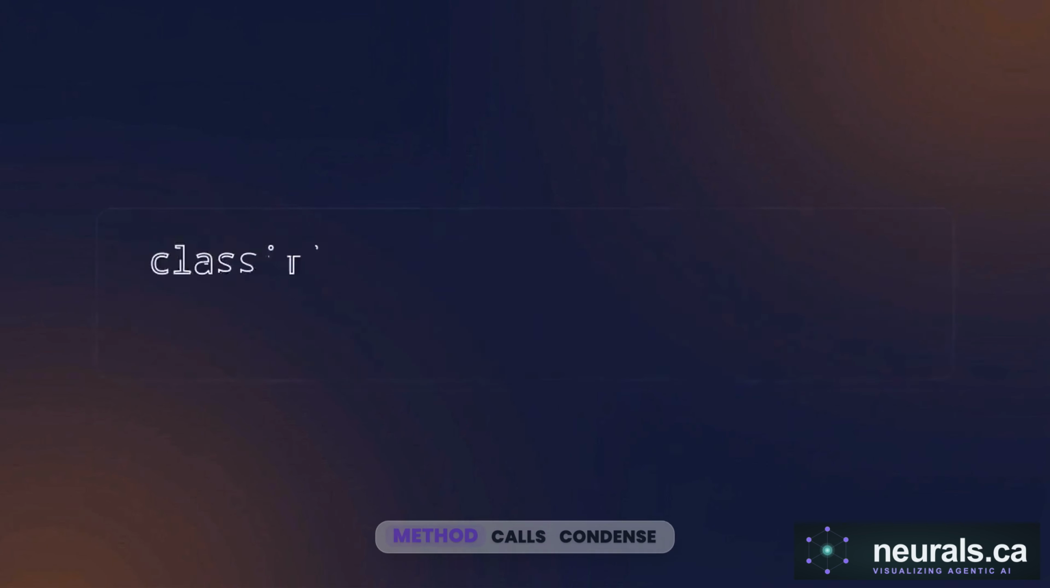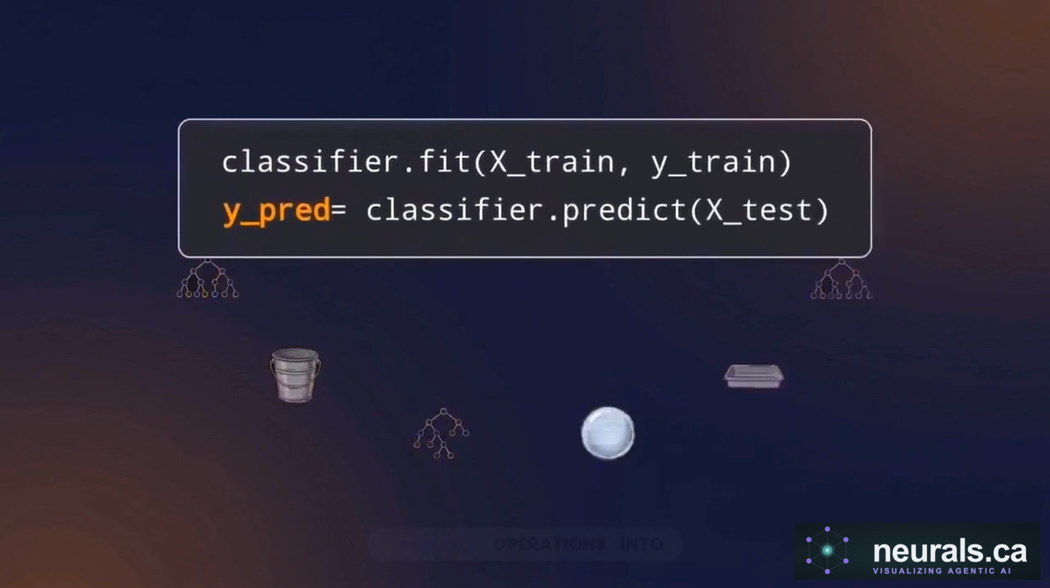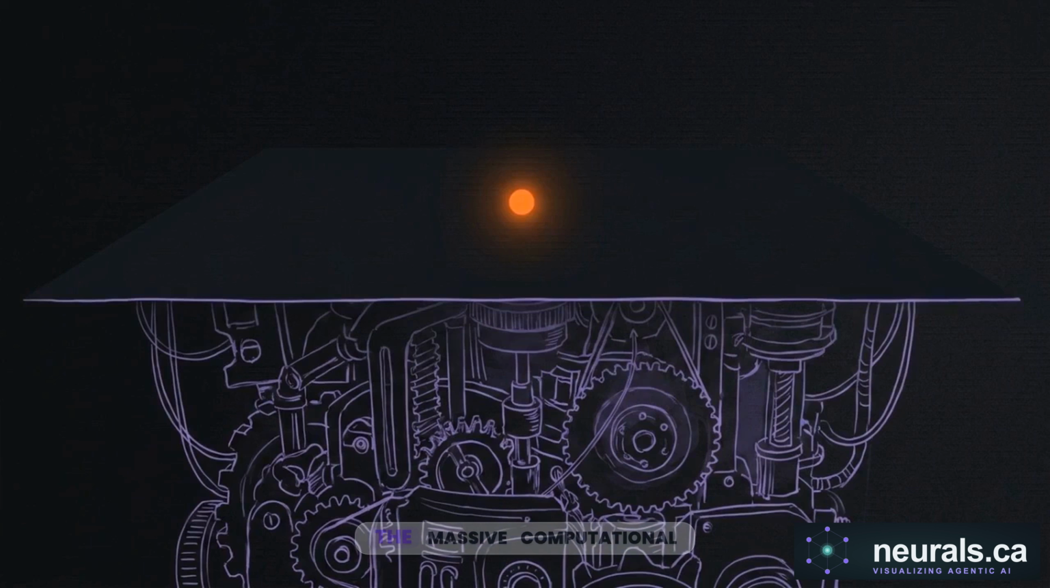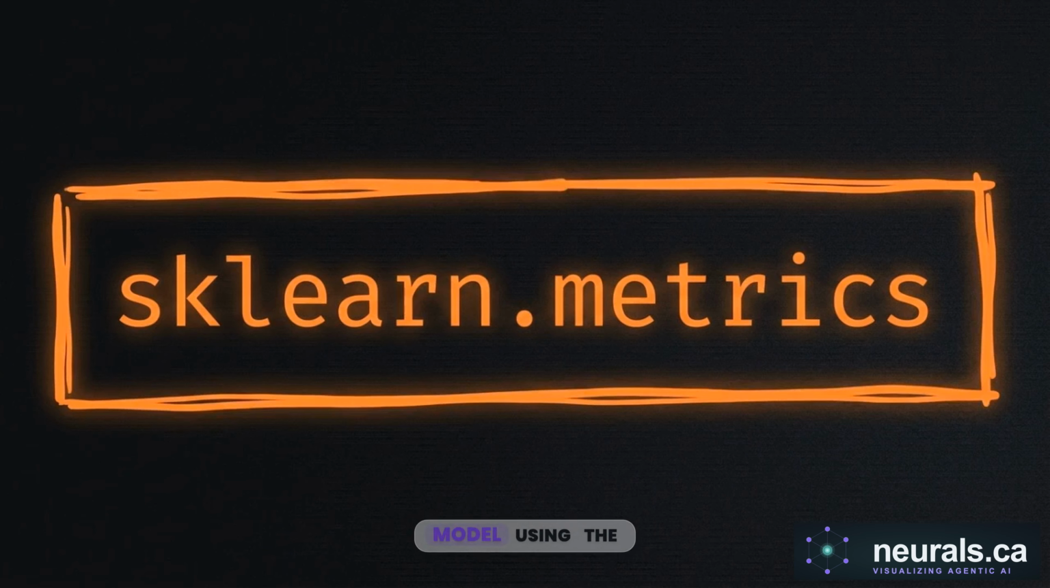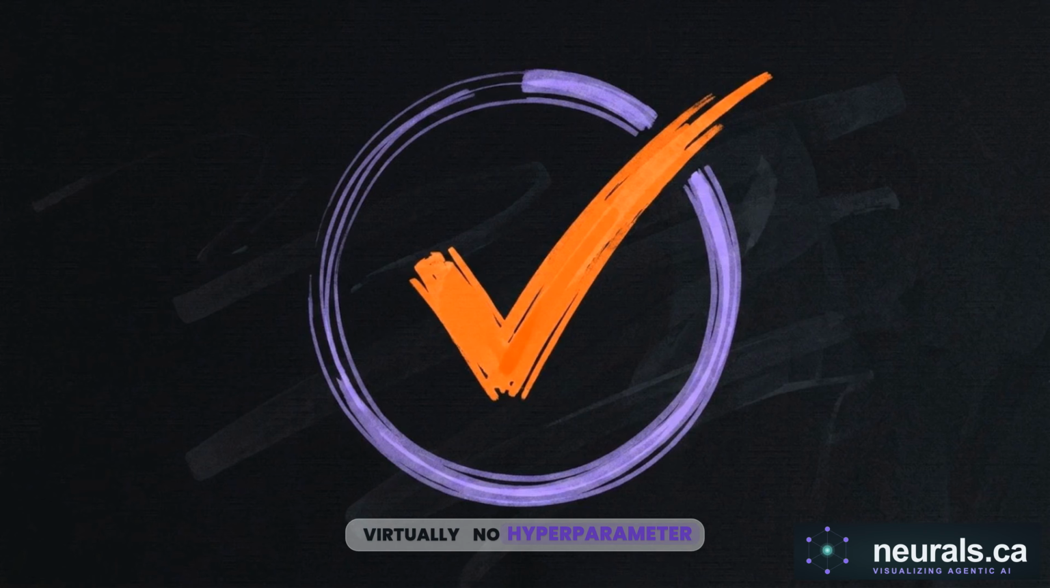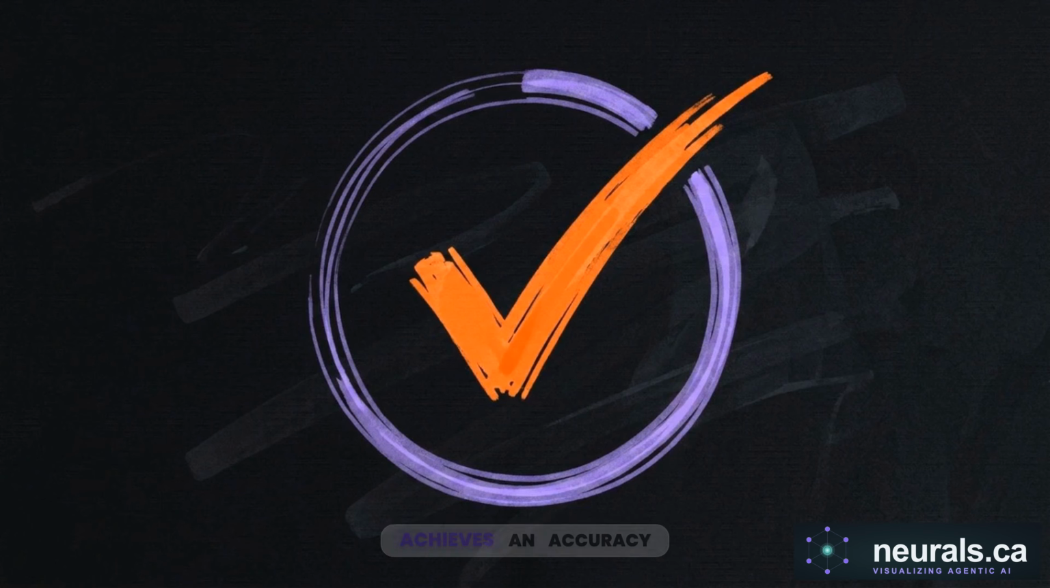These two simple method calls condense dozens of complex parallel operations into a single output variable, entirely masking the massive computational labor happening underneath. We evaluate the model using the sklearn.metrics module. The resulting confusion matrix yields 64 true negatives and 29 true positives, against only 7 total misclassifications. Out of the box, with virtually no hyperparameter tuning, the algorithm achieves an accuracy score of roughly 93%.